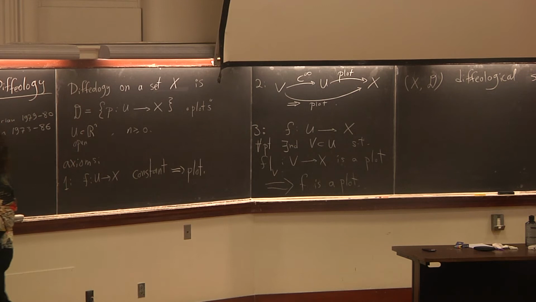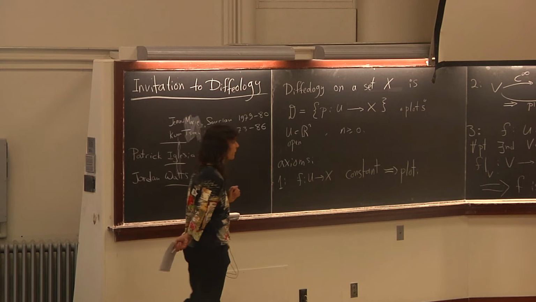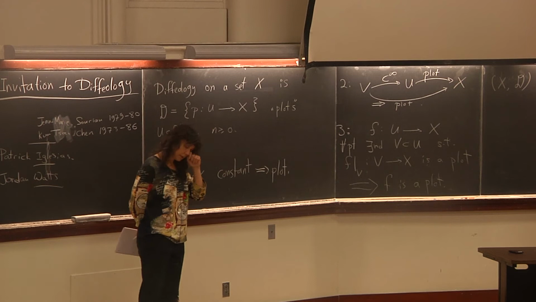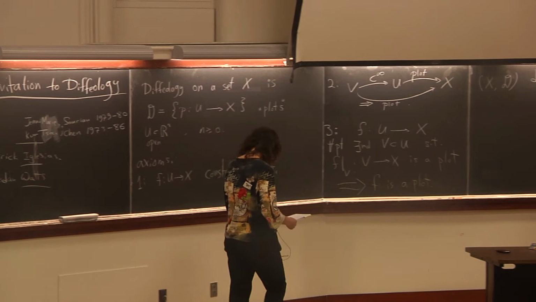Now, since Sue asked this, in fact, every diffeological space does have a topology, namely the strongest topology in which all the plots are continuous. That is called the D topology. D stands for diffeological. But there are situations where this topology is trivial and the diffeology is still meaningful. We have a good notion of smooth map.